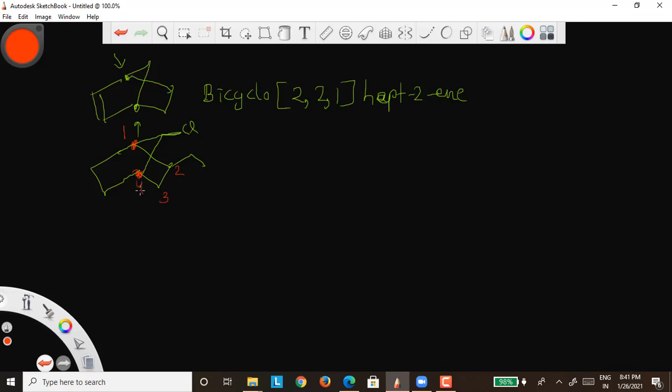3, 4, 5, 6, and 7. Okay. So you should number in such a way that the substituent should be numbered, and the bigger bridges you should number first. Bigger bridges you should number first.